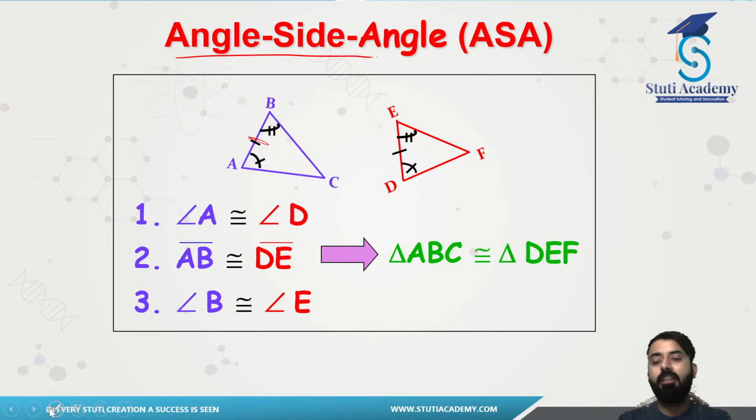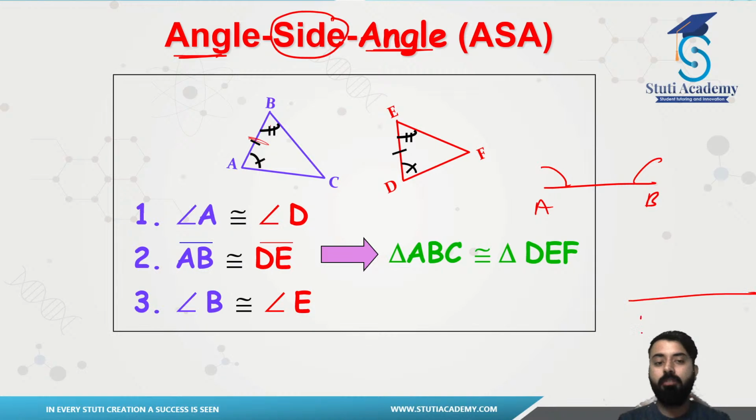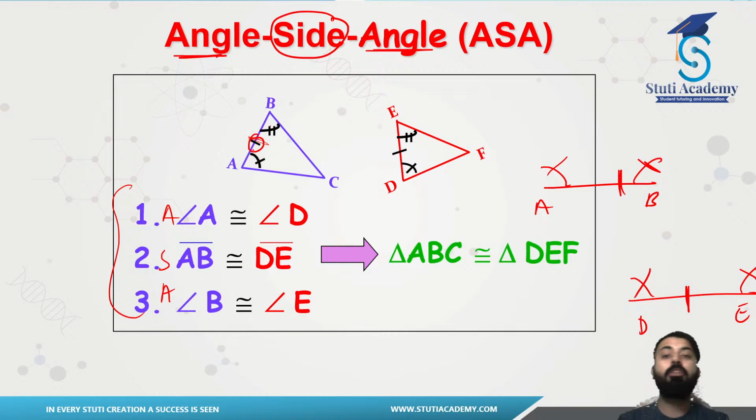This states that, like the name itself says, there will be two angles which are congruent to the other two angles of the other triangle, and the common side will be congruent to the common side. If you observe AB and these two angles, and similarly DE and these two angles, you have angle A same as angle D, AB same as DE, and angle B same as angle E. So if it is angle side angle, then the side has to be in the middle, that means the common side.